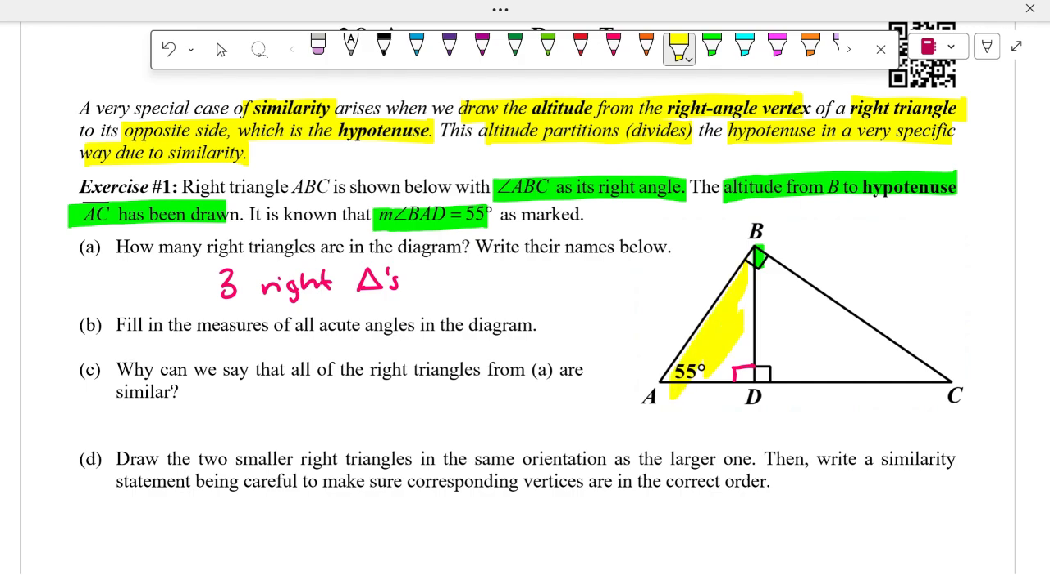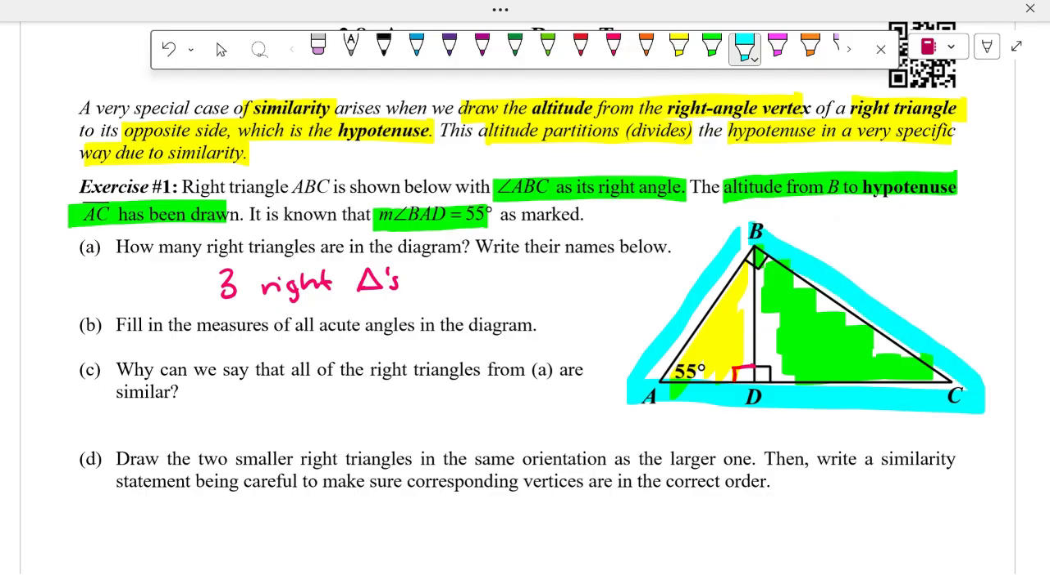So, here's 1. Here's 2. And then the entire picture itself is 3. Now, once it's defined, all the measures of the acute angles, all right? So, which of those 3 triangles do you think it'd be the easiest to find the angles to? I would start with the yellow one, or ABD, all right? Because we had the 55 and the 90, so that means the third angle has to be what? 35.